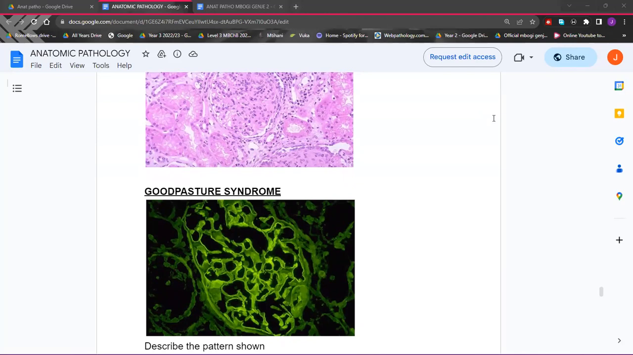Now we have Goodpasture syndrome. This is an immunofluorescence image. The way to identify Goodpasture disease is that we have this linear pattern, which is caused by IgG binding to collagen. So when you see this smooth, diffuse linear pattern deposited on the glomerular basement membrane, that is Goodpasture disease. You see these arms or branches running linear to each other. So that's indicative of Goodpasture disease.